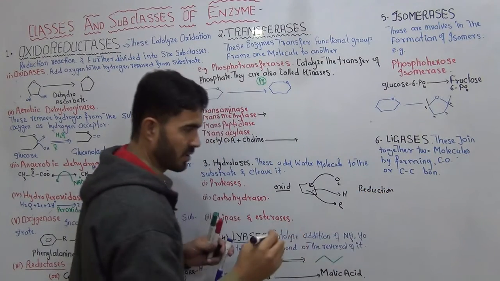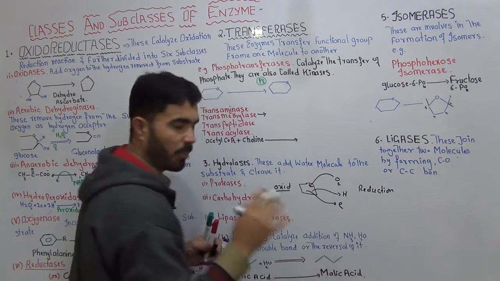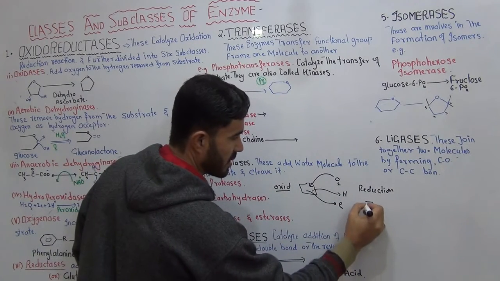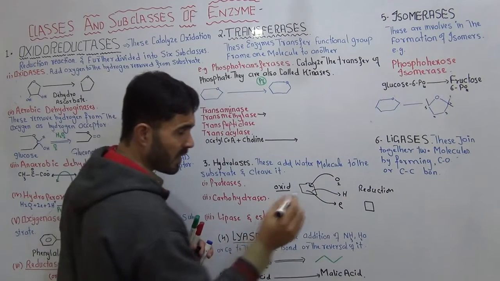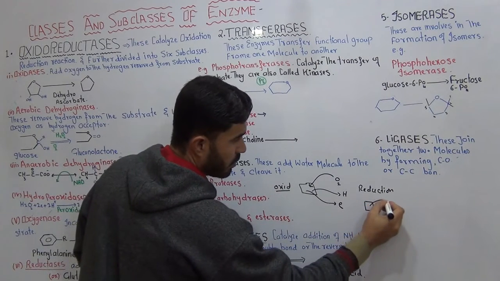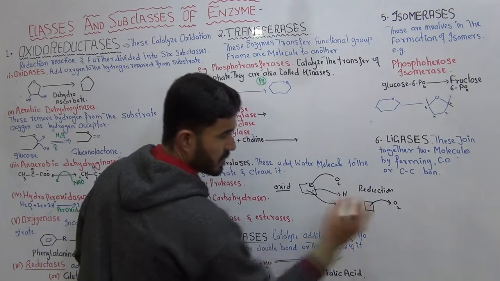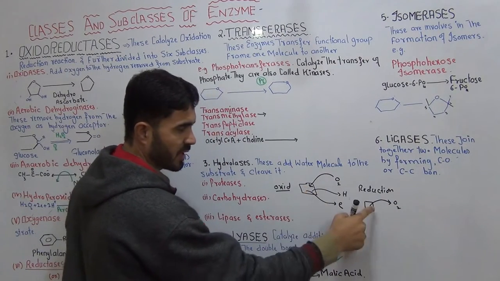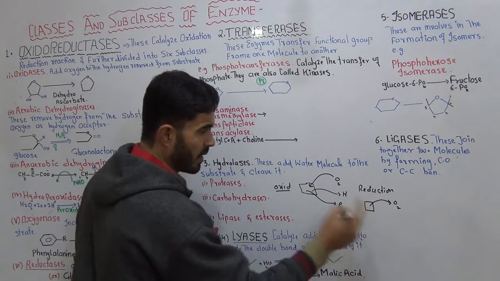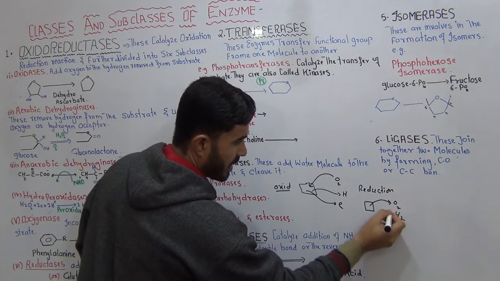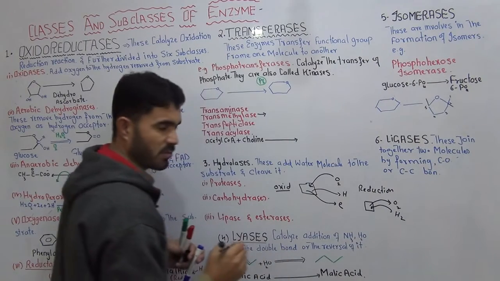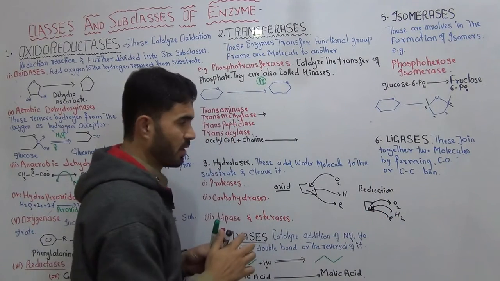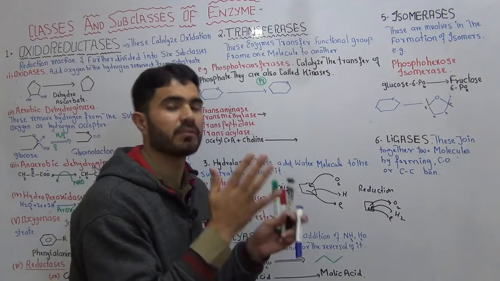Now what is reduction? Reduction is the opposite of oxidation. When you remove oxygen from a substance or molecule, this is called reduction. Here you are adding oxygen, but there we are removing oxygen. If you add hydrogen into it, this is also called reduction. If you add an electron into it, this is also called reduction. So oxidation and reduction are the opposite of one another.